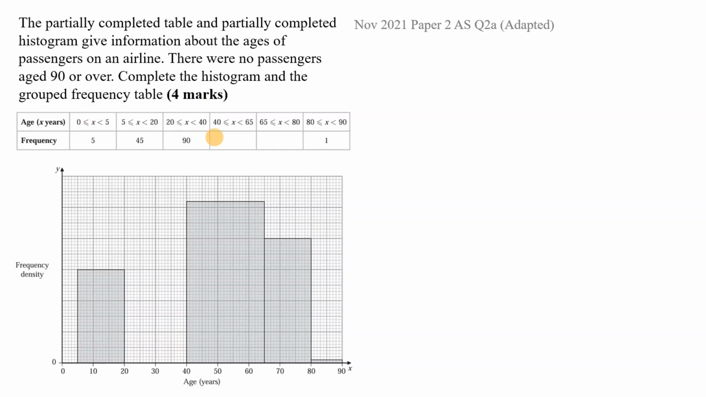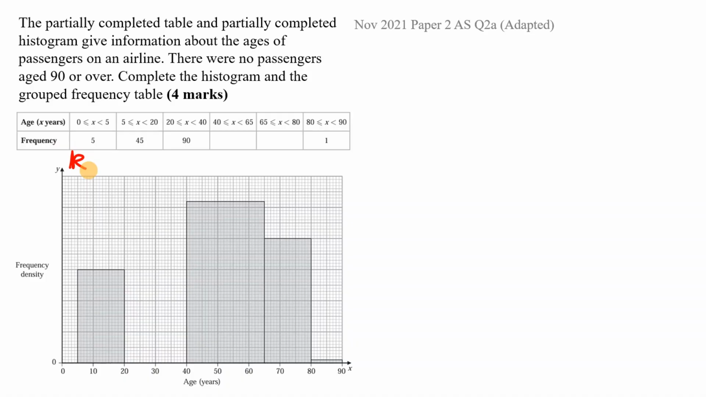So this is the grouped frequency table and this is the histogram. And this is actually quite a common exam question where they give you a grouped frequency table with frequencies missing or a histogram with bars missing, and you have to find out what they are. Okay, so in order to do this question, once again we first need to find k, which is the scaling factor.